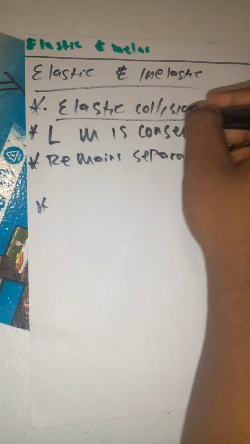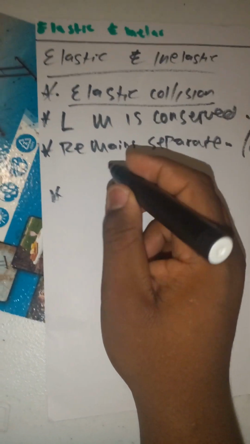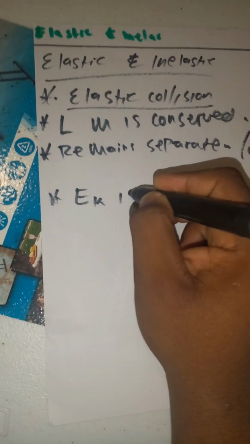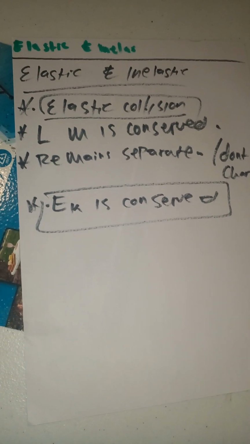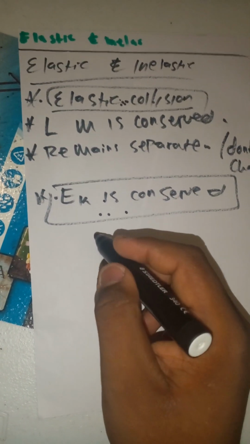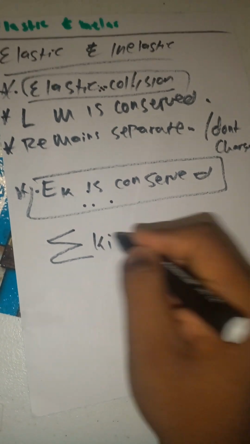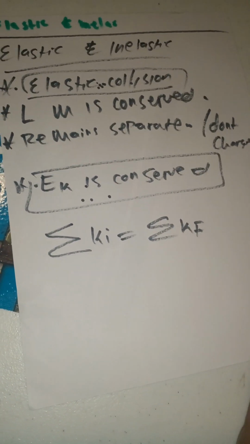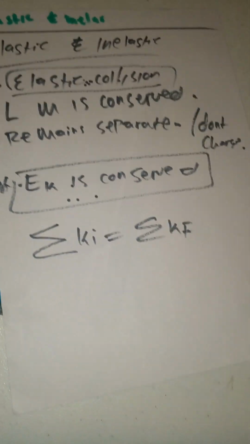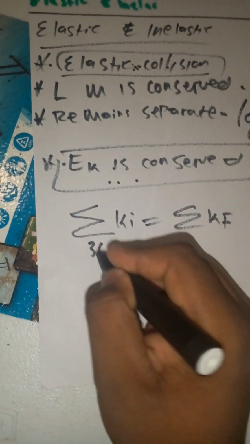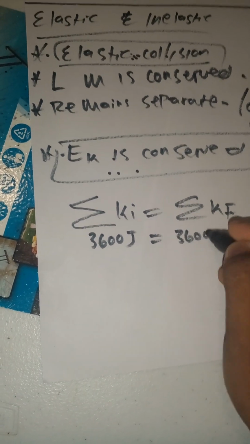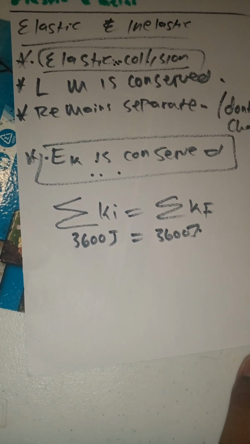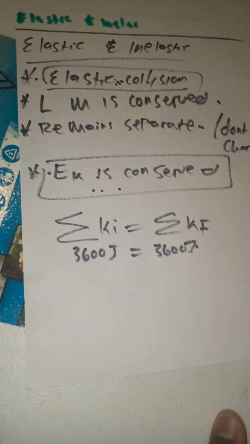Number three, the total kinetic energy is conserved. Kinetic energy, simply EK, is conserved. This is the main thing you have to know under elastic collision, so don't confuse the two. It means the sum of the initial kinetic energy is equal to the sum of the final kinetic energy. Before the collision and after the collision, the kinetic energy is conserved, which means if this side is 3600 joules, this side will also be 3600 joules. If the two kinetic energies are the same, it means the collision is elastic.